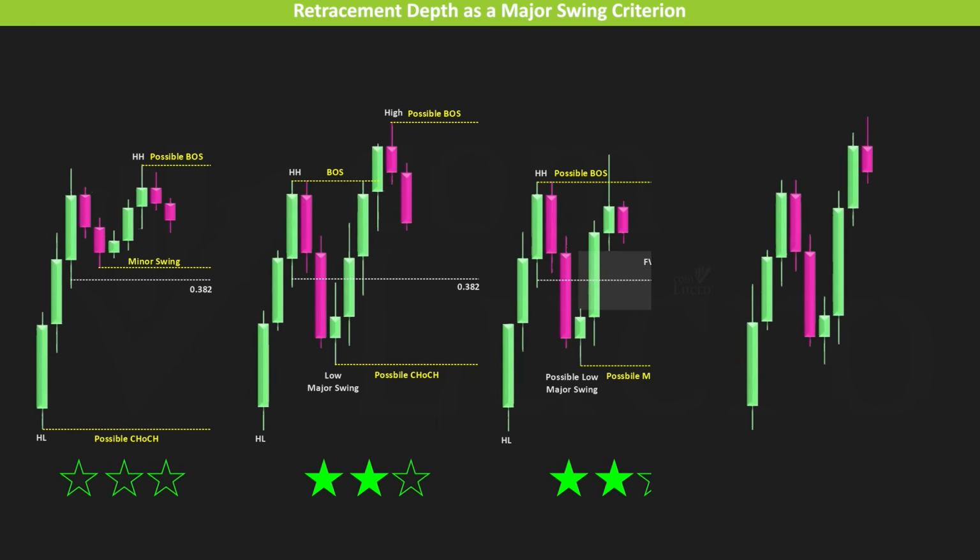In the next example, we see an imbalance and a valid retracement to 38.2% or more, but there is no valid break of structure, so this is also considered a major swing with 2 stars.